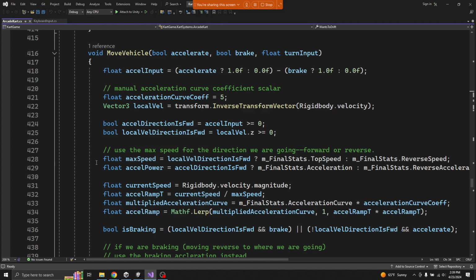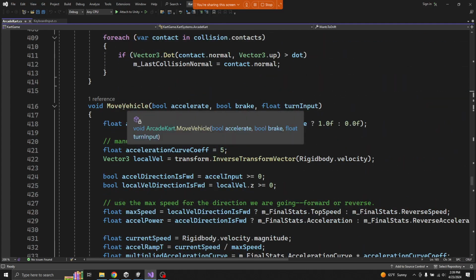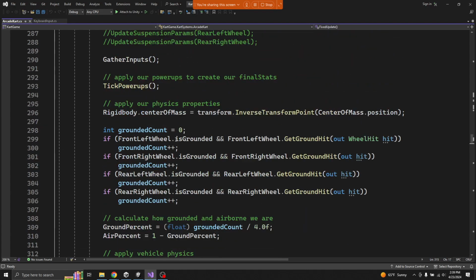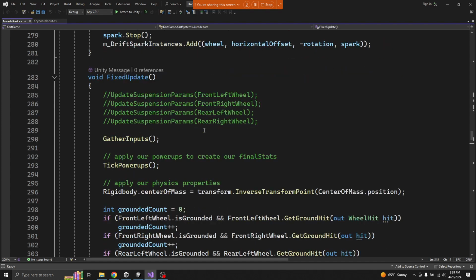All right, so we stopped off. We were kind of getting deep into this move vehicle method, which I believe was coming from the update method. Let me just pop up here. Yeah, so fixed update, sorry. So heavy with physics.